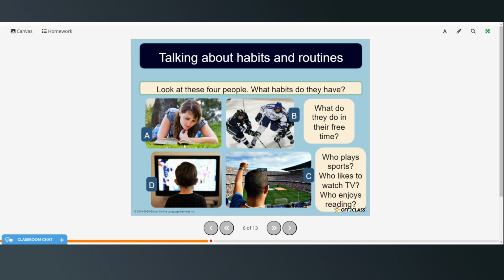So this young woman looks like she is the person that we would probably say reads in her spare time. She enjoys reading. This one is maybe the person who plays sports or plays hockey. This young boy looks like he watches TV. And this person, instead of playing sports, maybe they like to go to sporting events, watching sports.